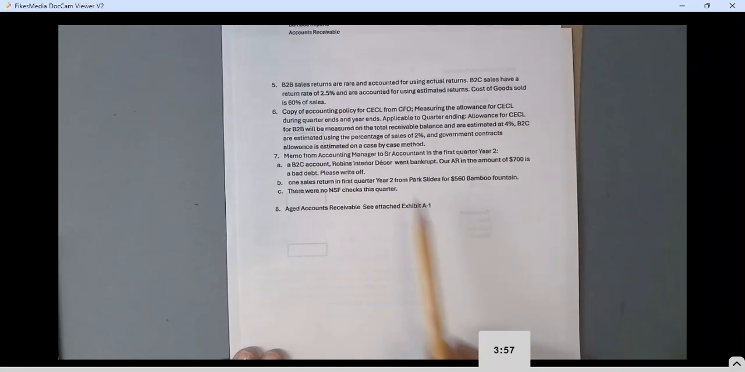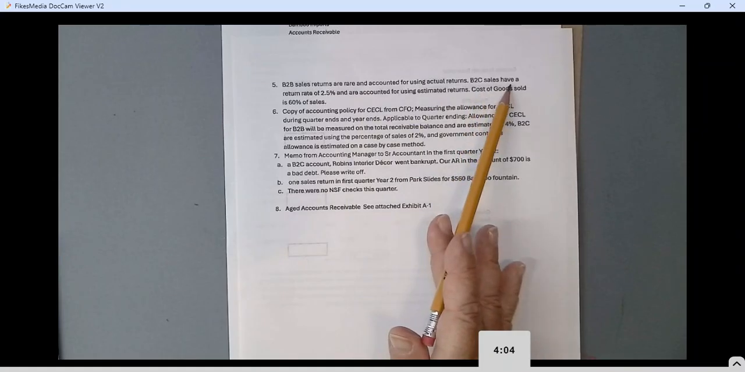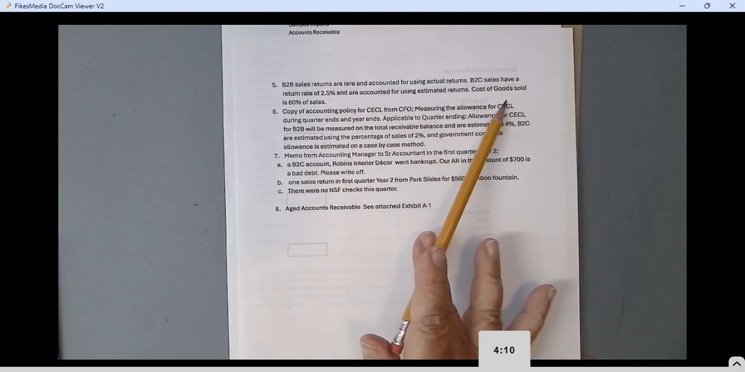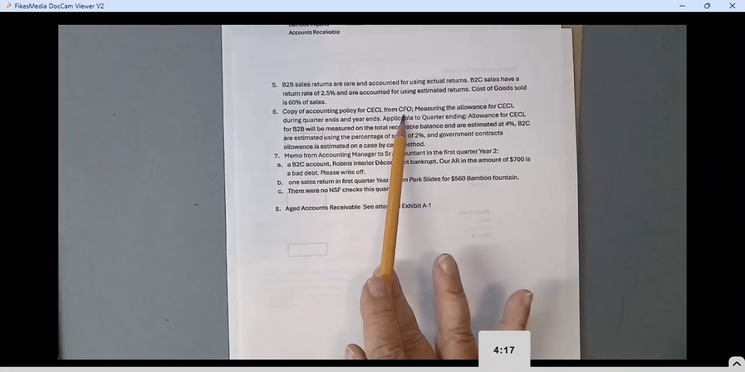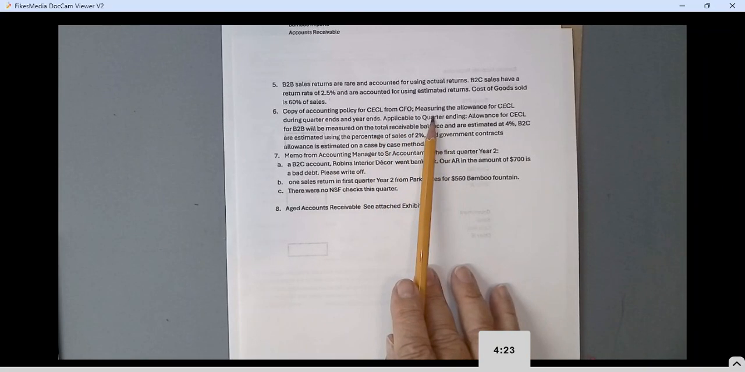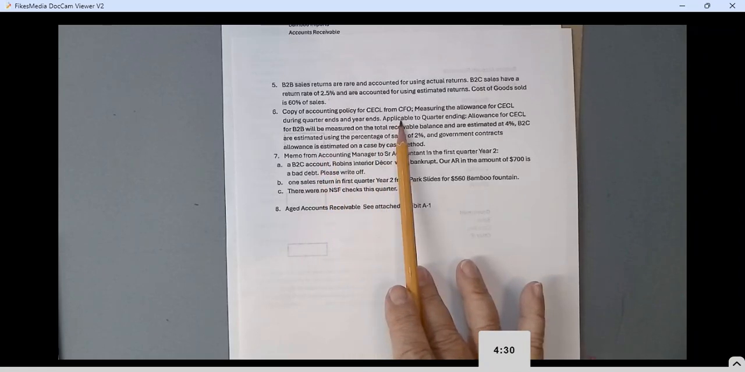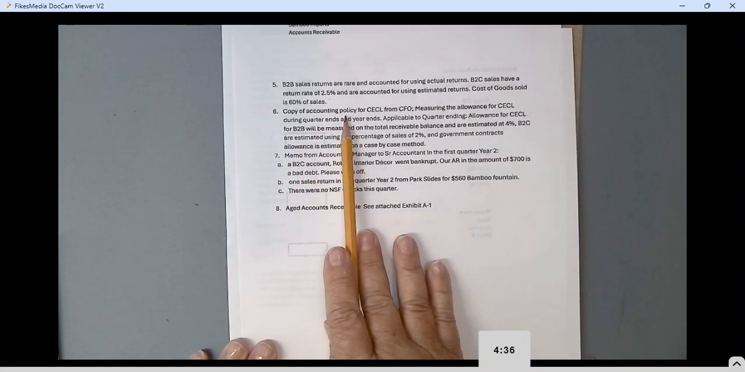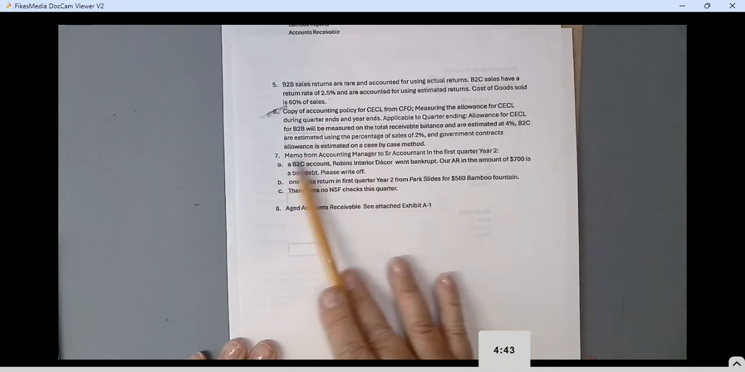Then I've got some more accounting memos. The B2B sales returns are rare, accounted for using actual. The B2C sales have a return rate of 2.5% and are accounted using the estimated returns. The cost of goods sold is 60% of sales. A copy of the accounting policy for credit losses is identified here for the different methods. So we have an allowance account and we have a method for estimating that. So that we know about. It's just not something that we have to do because we're doing gross receivables. You could call this a distractor, and we could ignore this and say that's a distractor.